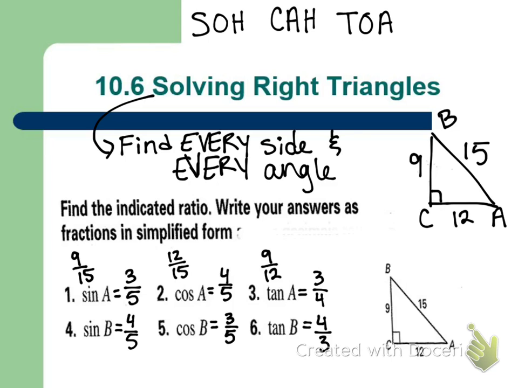There are 3 sides to a triangle. And how many angles are there? 3. So that means when all is said and done, you should be able to give me 3 side measures and 3 angle measures. That's what we're doing today.